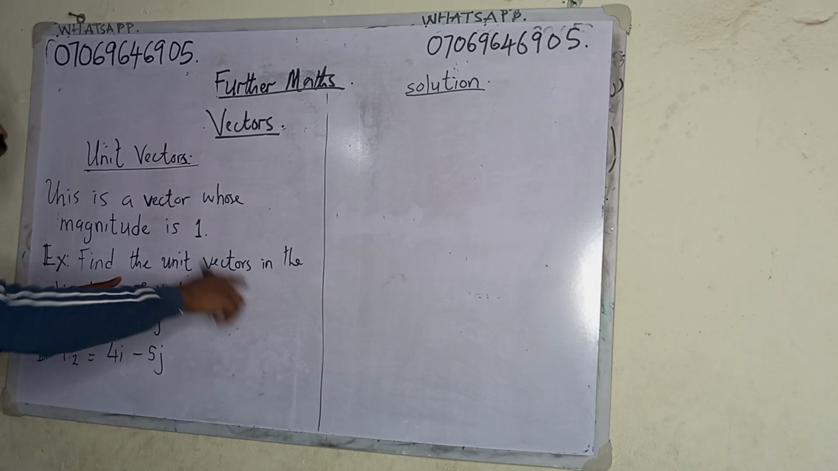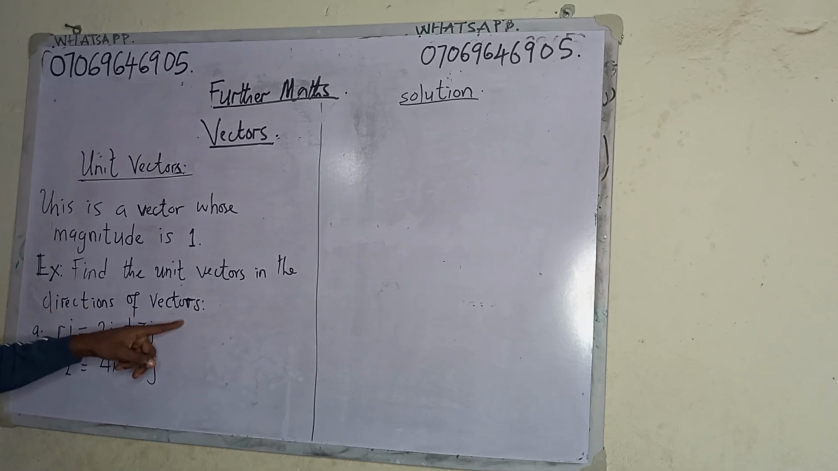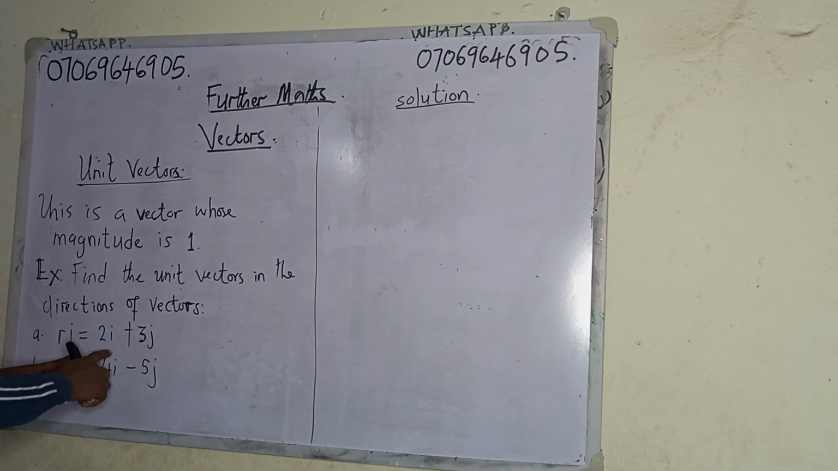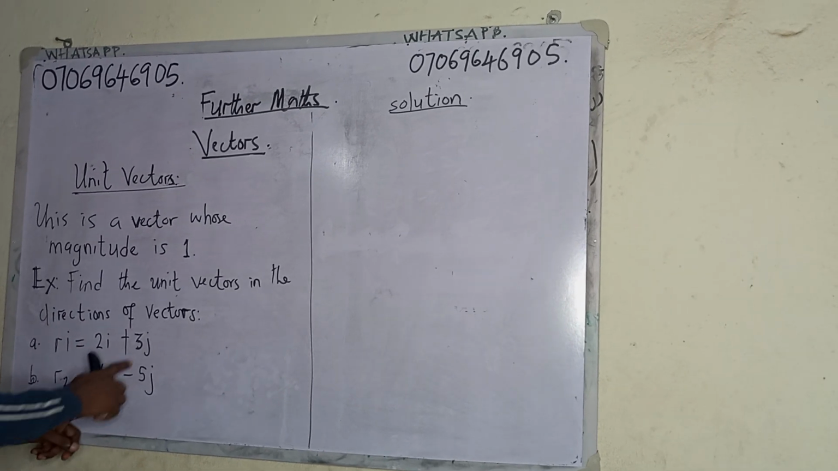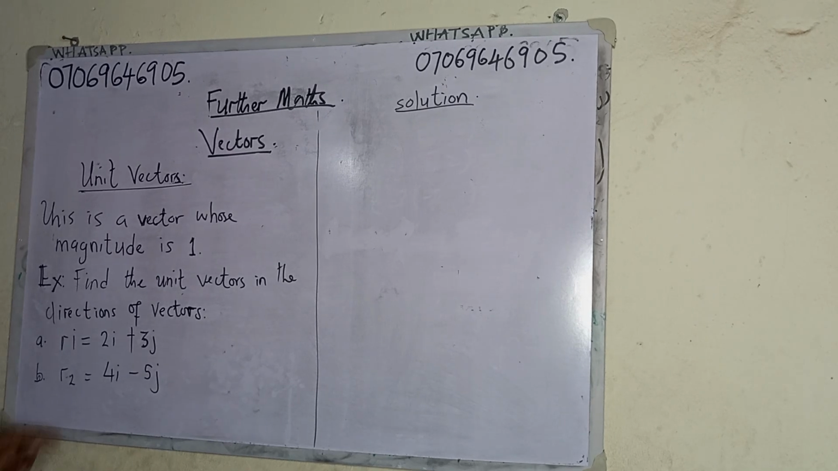It says to find the unit vectors in the direction of the vectors r1, which is 2i plus 3j, and r2, which is 4i minus 5j. So I'm going to be starting with r1.